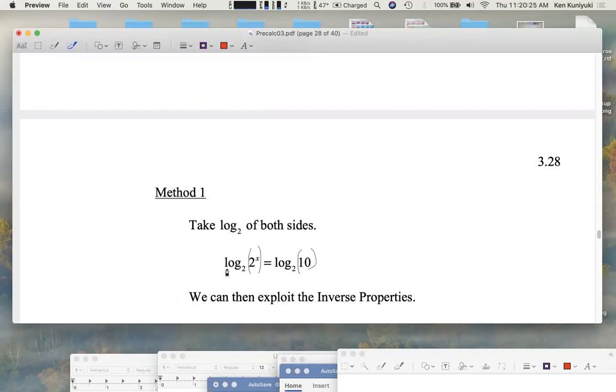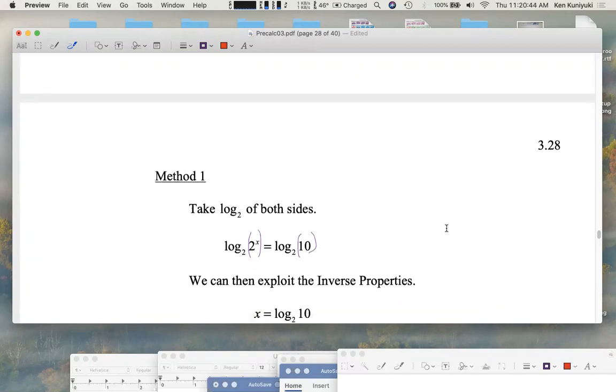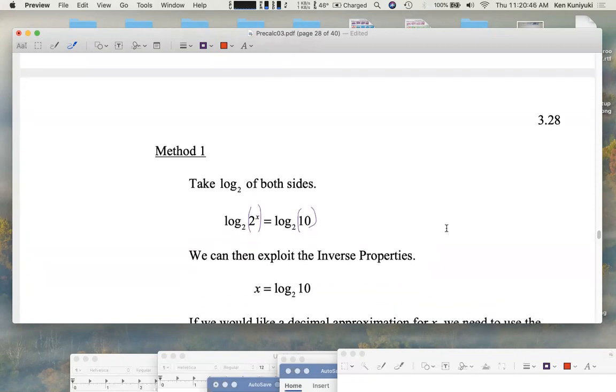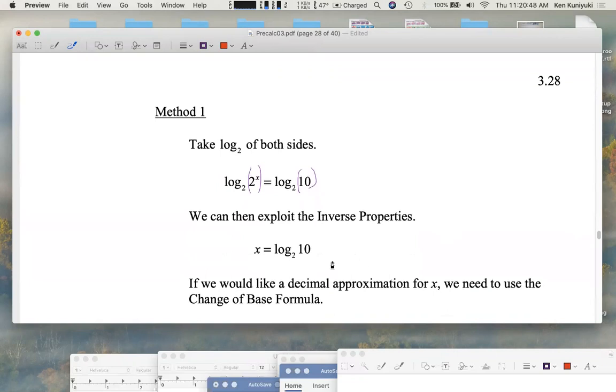Now, look at this. On the left, we have log base 2 of 2 to the x. By the inverse properties, some people think of this as a canceling. I don't like that so much because it's not like multiplication, but these basically undo each other. And for all practical purposes, you end up with x on the left-hand side. x equals log base 2 of 10. And in fact, that is the exact solution.